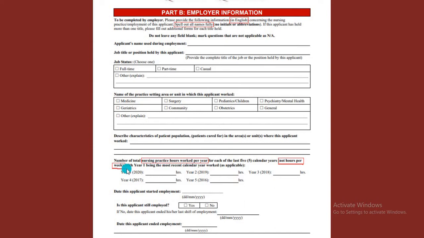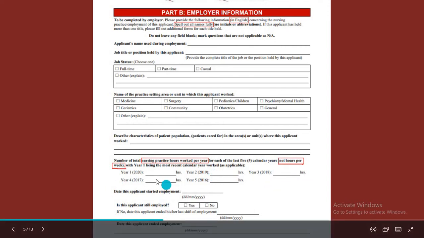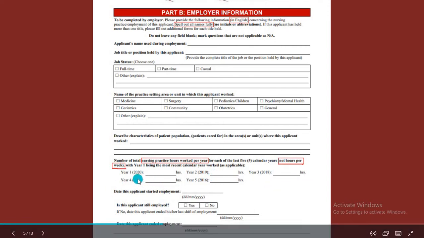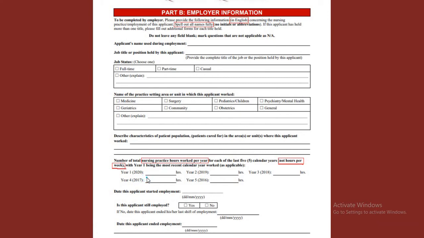Another thing you have to take care of is what we discussed on the previous page, the number of total nursing practice hours worked per year. So you have to mention the nursing practice hours which are asked for. In this case, year 1 is the current year, as we have told you here. If they are talking about year 1, that is the current year, and then the previous year would be year 2, the year previous to that would be year 3, and like that.